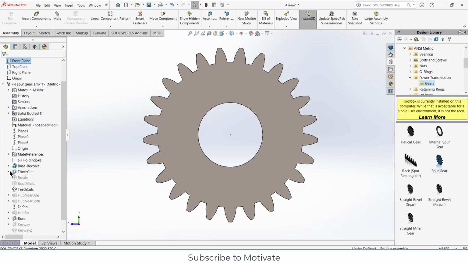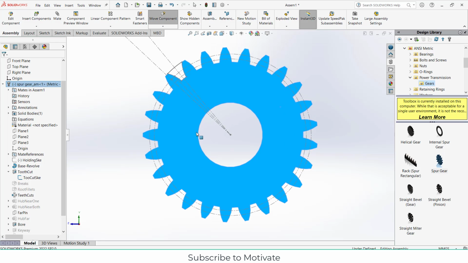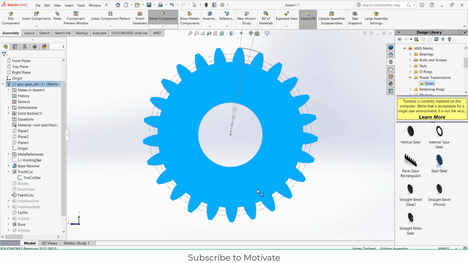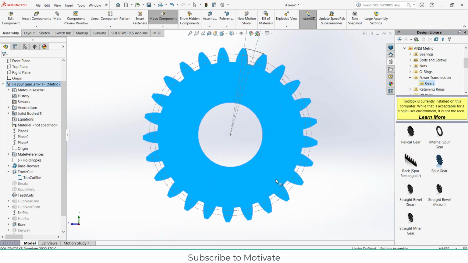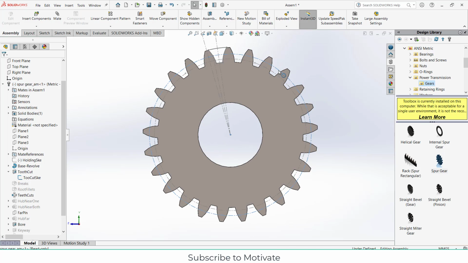If I go here, right click on it and click on show, you see this line is called the pitch circle. Okay, if I rotate it, you can see this gives me the motion of a circle. So this is called pitch circle, this line at the center. Now the diameter of this circle is called the pitch circle diameter.